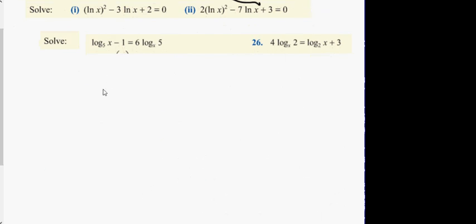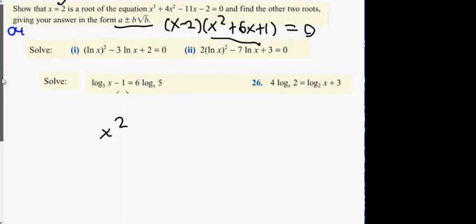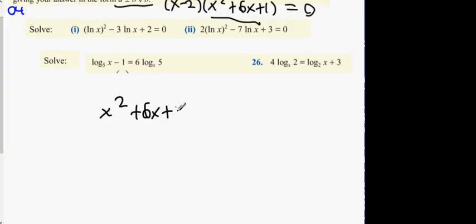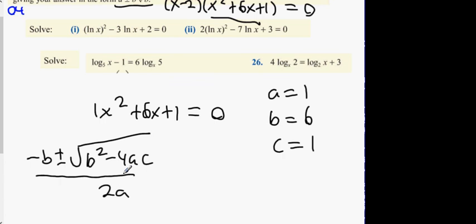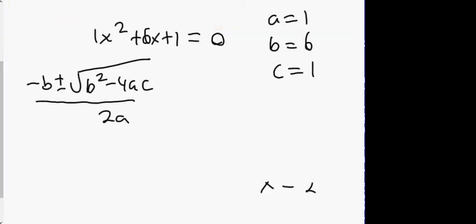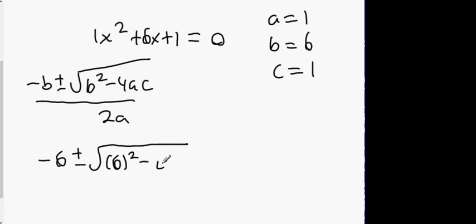Okay, so it's going to be x squared plus 6x plus 1. a equals 1, b equals 6, c equals 1. Minus b plus or minus the square root of b squared minus 4ac all over 2a. And so what we get is minus 6 plus or minus, and please guys use the brackets. The brackets ensure you get the right answer. 4 times 1 times 1 all over 2 times 1.